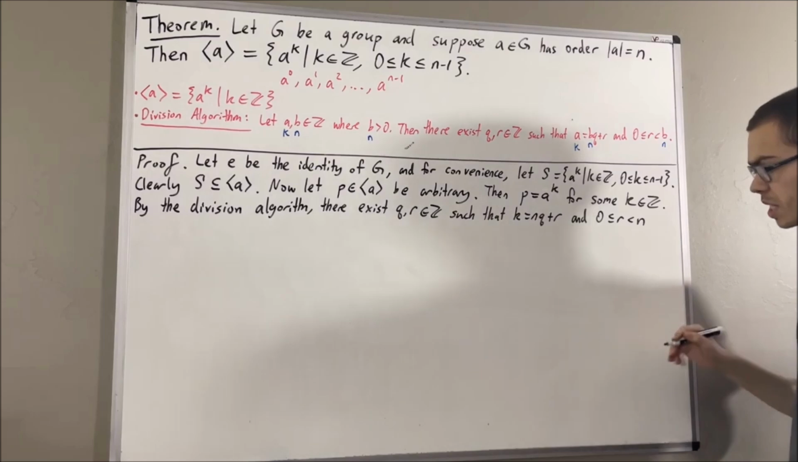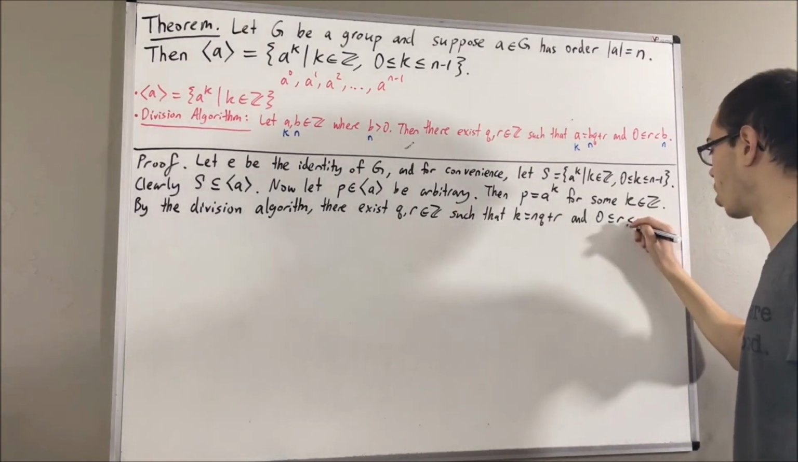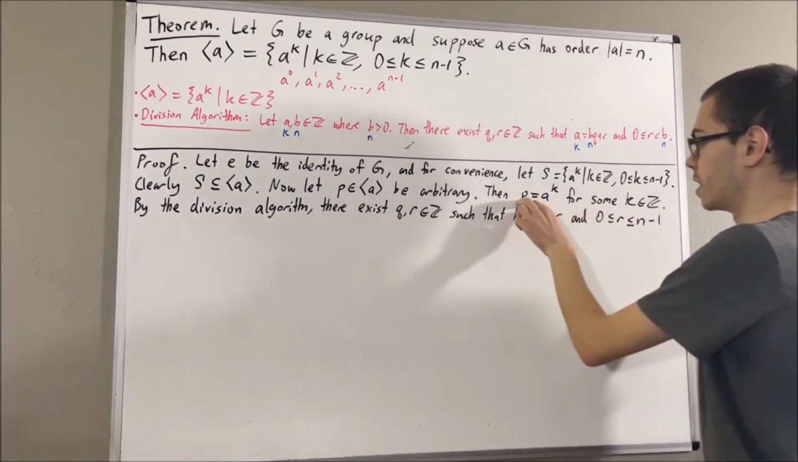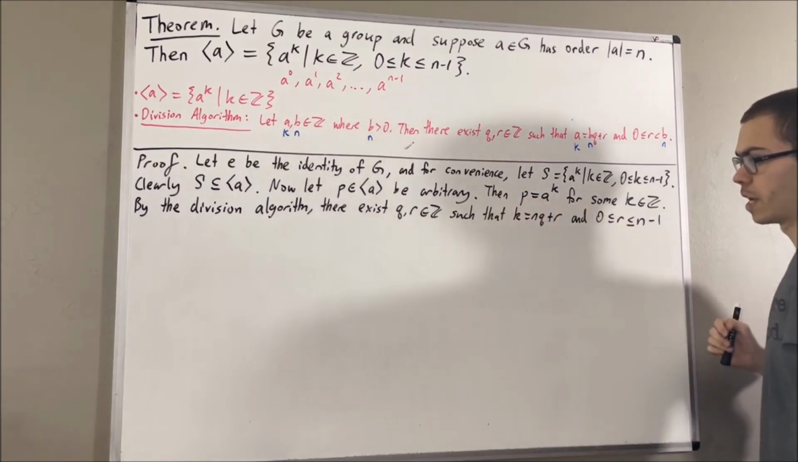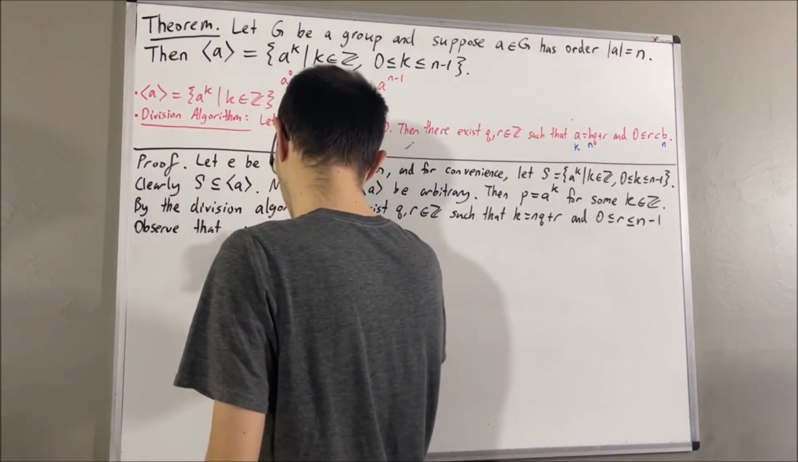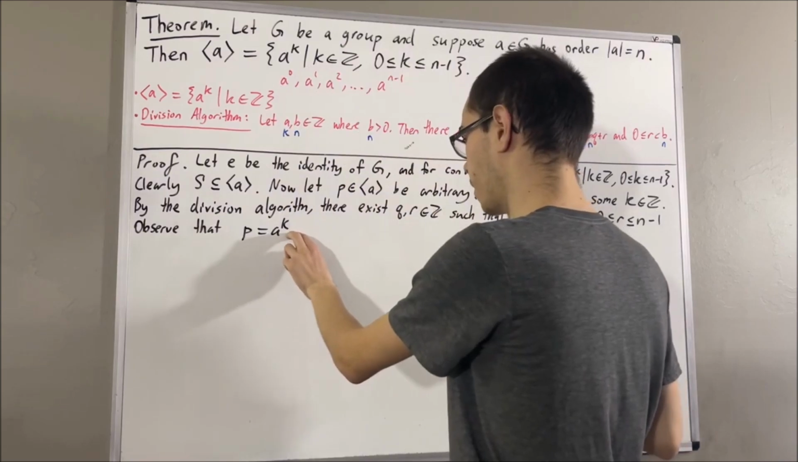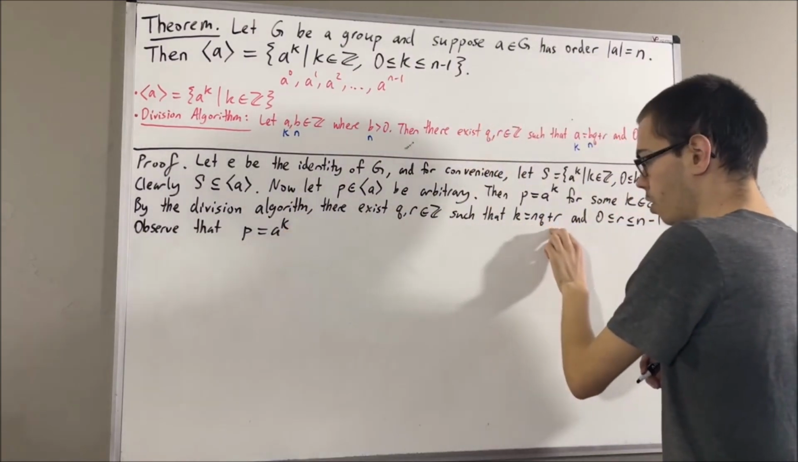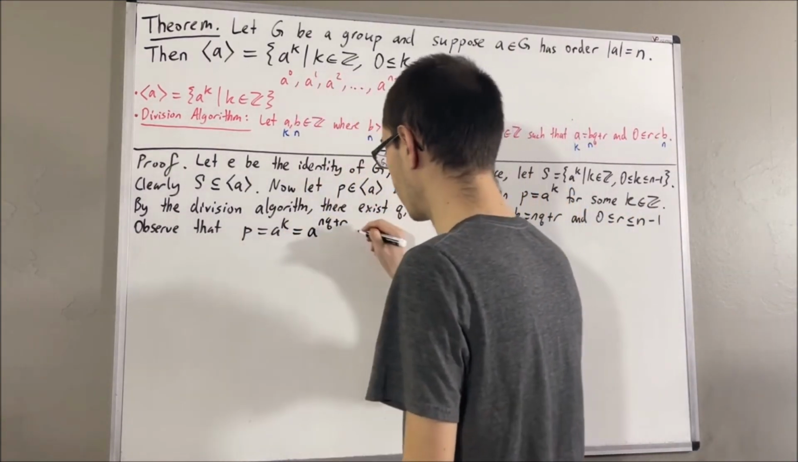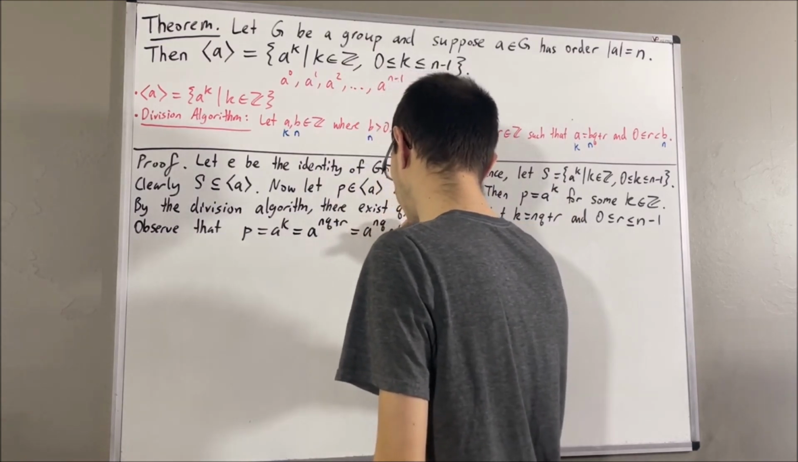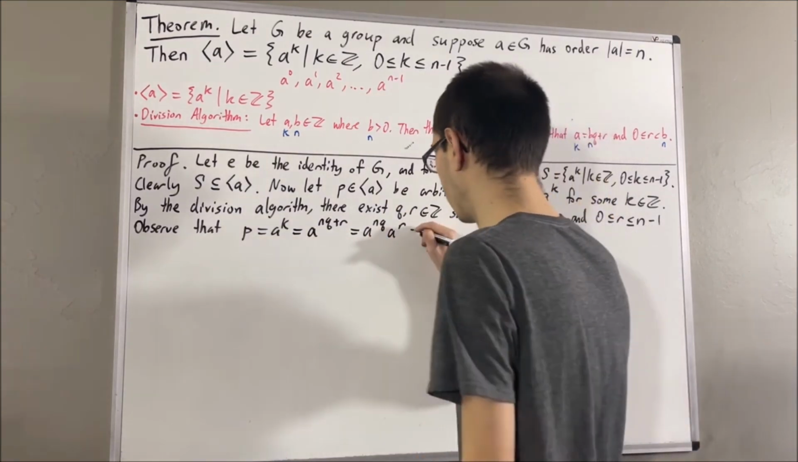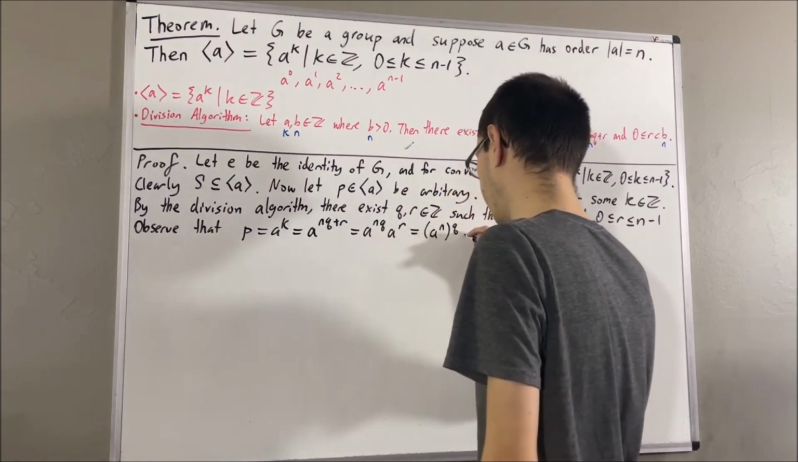Now, since we're dealing with integers, to say that r is less than n is equivalent to saying r is less than or equal to n minus 1. Now, the claim is that p is equal to a to the power of r. And to see how, well, notice the following. We know that p is equal to a to the power of k. And we know that k is equal to nq plus r. So we can substitute k for nq plus r. But then, by properties of exponentiation, this is just a to the power of nq times a to the power of r. By properties of exponentiation again, we can re-express a to the power of nq as a to the power of n, to the power of q.